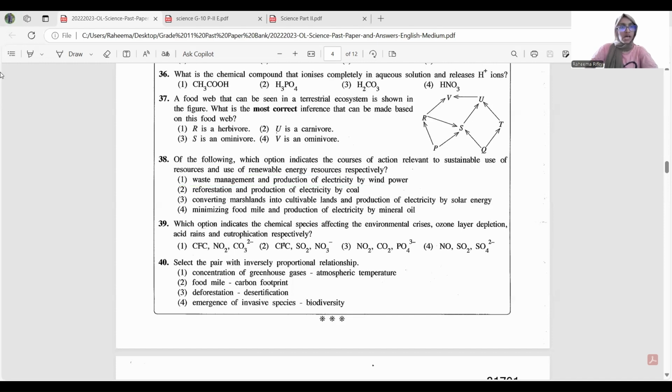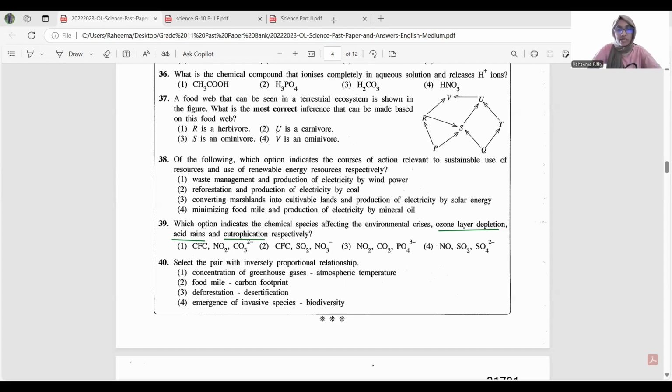We are moving to question number 39. Which option indicates the chemical species affecting environmental crisis? Ozone layer depletion and acid rain and eutrophication. Eutrophication means algae growing on the water body surface. Most of the time, algae grow because of phosphate and nitrate ions. And acid rain, of course, is from nitrogen oxides and sulfur oxides gases, and for ozone layer depletion, chlorofluorocarbons and nitrogen oxides are affecting. So in the biosphere lesson, of course, you have to think of these ions and gases, everything. Okay, and then you can summarize your answer into the questions.